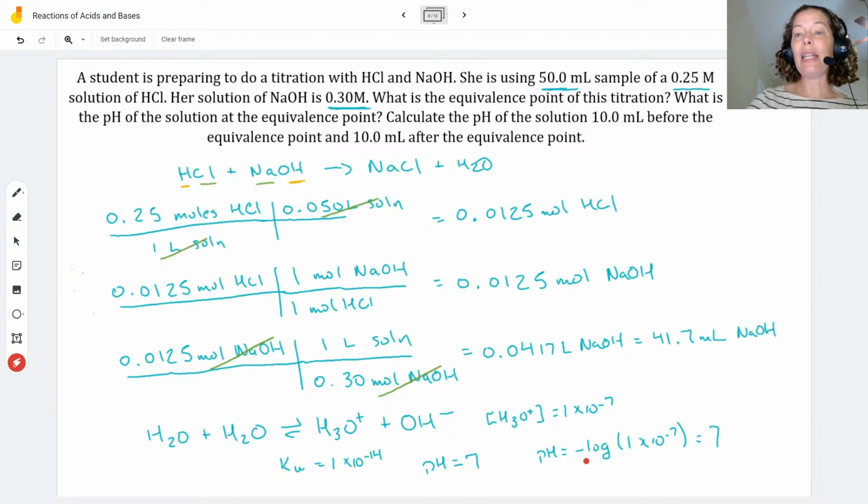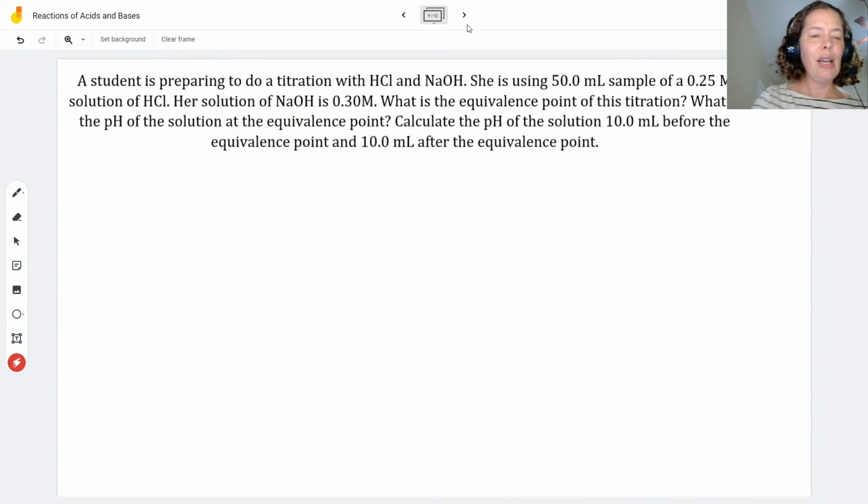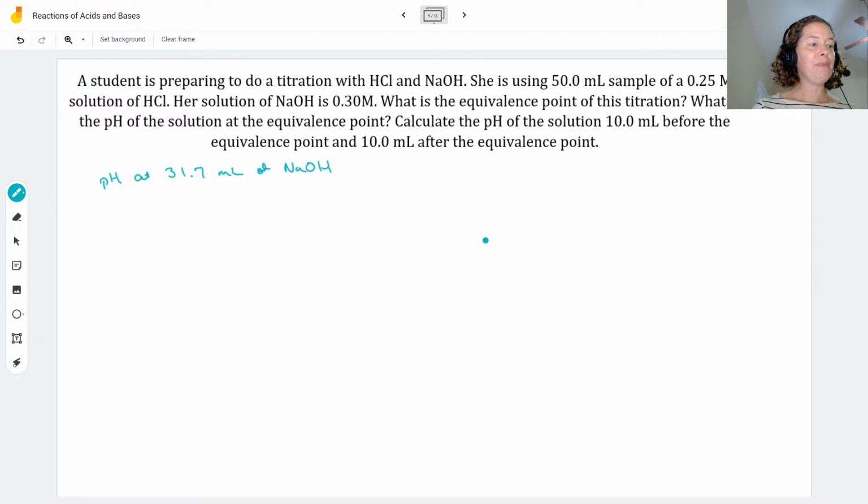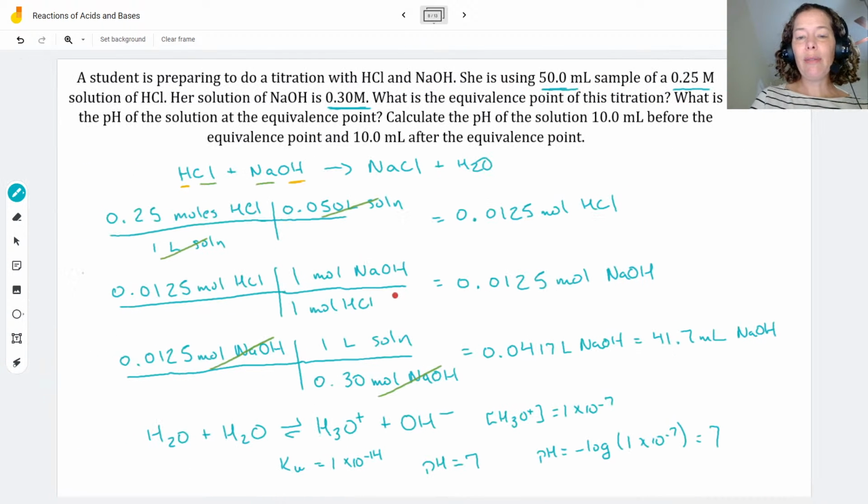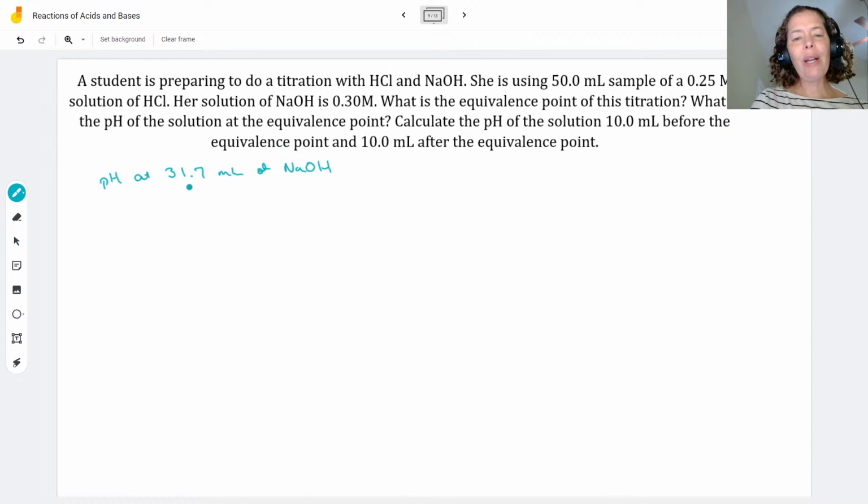Okay, so that means I need to know, and I think I have another page here. Yes, I need to know the pH at 31.7 milliliters of sodium hydroxide. All right, so this is what I'm after. What I want to know first, okay, so I know my moles of hydrochloric acid, right? That was in my sample. I just calculated that right here. So once I've added 31.7 milliliters of sodium hydroxide, how many moles have I added? Because I'm going to need to do some stoichiometry.